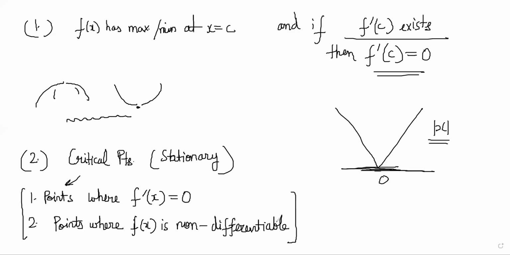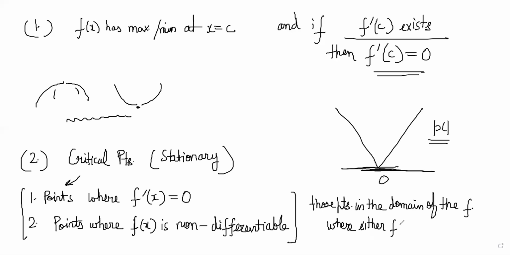So critical points you can define in a sentence as those points in the domain of a function where either f dash does not exist or it is equal to 0, right? So those points are called critical points. Maxima minima will happen only at critical points, right?